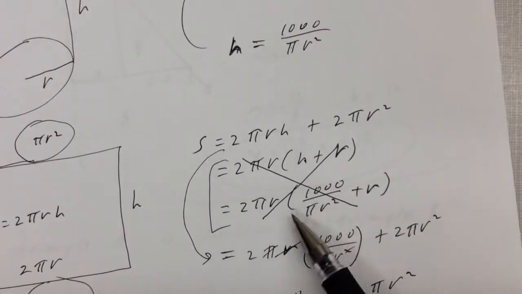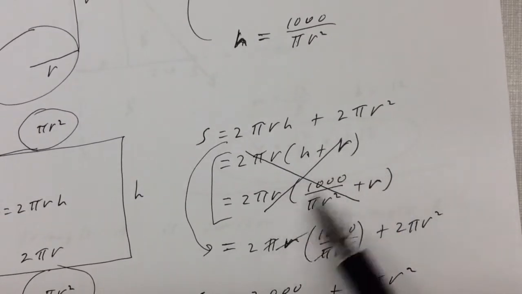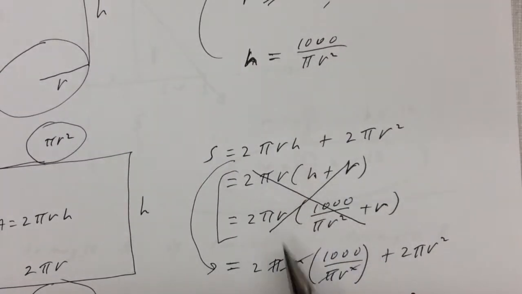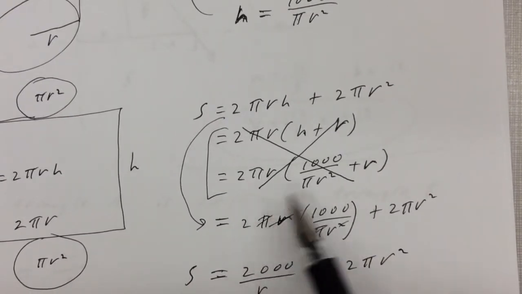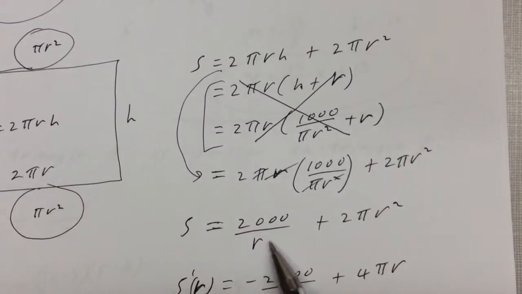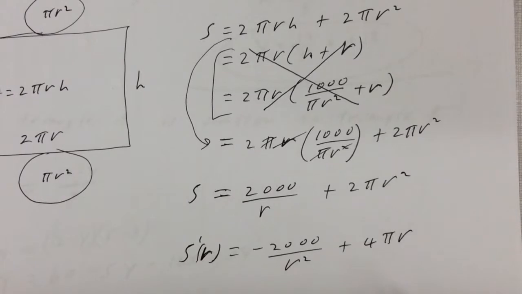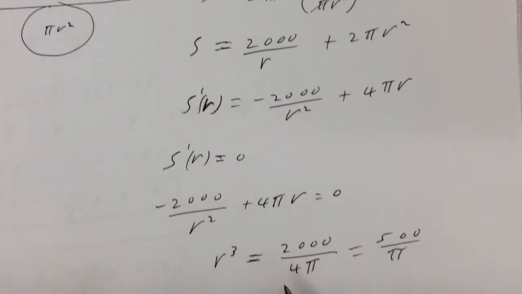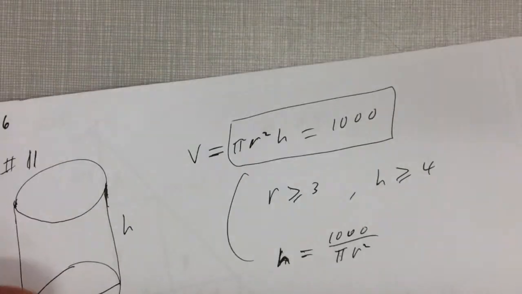At this point, I did something that I didn't like, obviously. I started factoring out the common factor. Didn't really need to, so I'm just subbing in what I saw for h here, and I'm plugging it in here. The pi's cancel out, the r's, and you get 2,000 over r plus 2 pi r squared. Now, the standard thing here is to take the derivative, set it to 0, and solve for the dimensions. Okay? That's number 11.